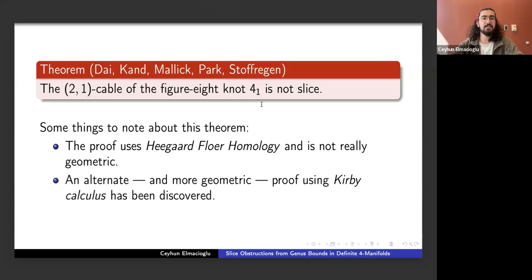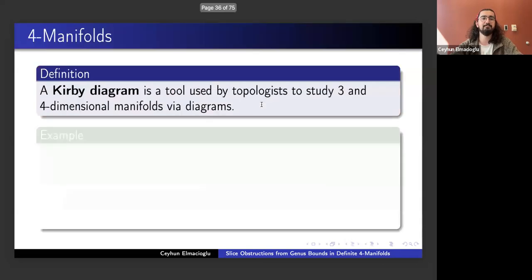Secondly, the good news is there was an alternate proof, a much more geometric proof using something called Kirby calculus, and the rest of the talk will be about proving this theorem using this new method. To do that, we have to talk about 4 manifolds first.